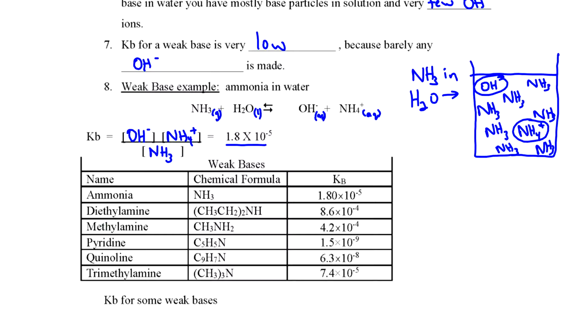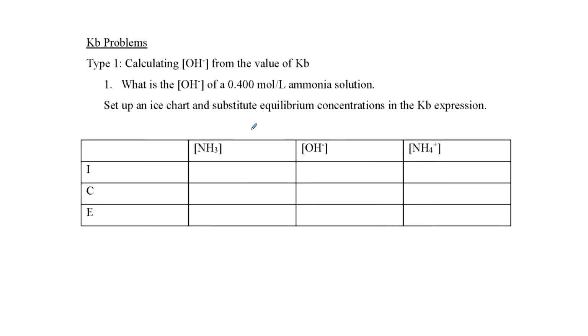So let's do some calculations with Kb. You'll see that these are very, very similar to the Ka calculations. We go about solving them in the same way, so our little ICE chart comes back into play again. The first type of Kb problem would be calculating the hydroxide ion concentration when you have the value of Kb. This one says, what is the OH negative concentration of a 0.4 mole per liter ammonia solution? Set up an ICE chart and substitute equilibrium concentrations in.